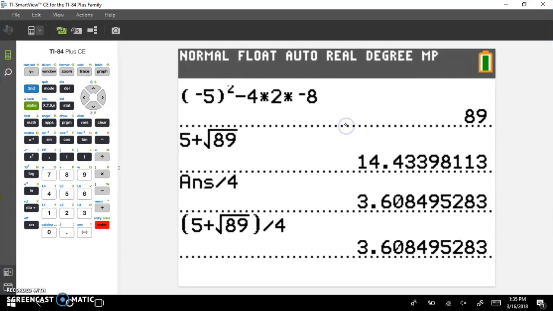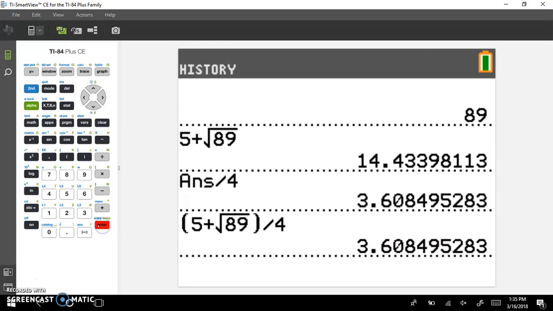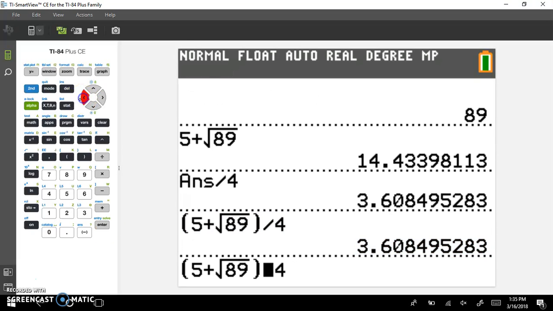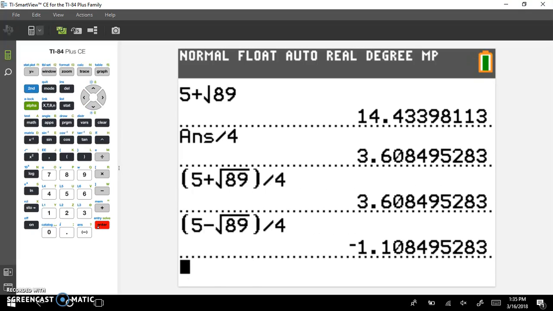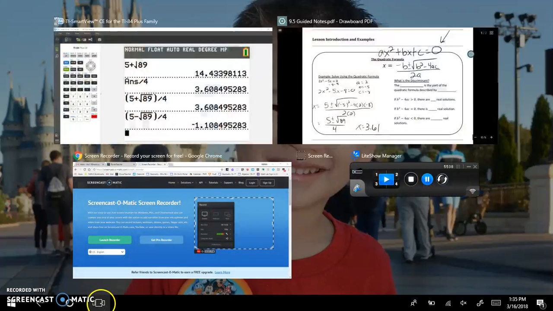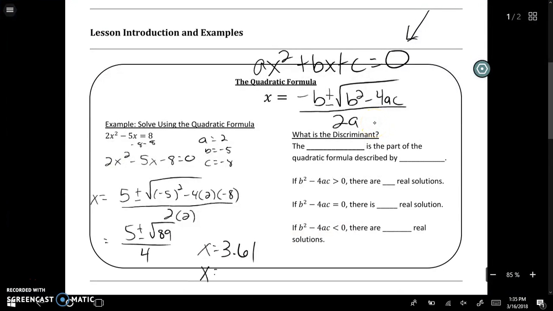So we're going to come back here, and instead of 5 plus the square root of 89, we're going to do 5 minus the square root of 89. You're totally allowed to retype it in if you want to. But what you can also do is come back up here and hit enter, and it brings your equation back up. We're going to scroll over, and instead of plus the square root of 89, we're just going to change it to minus. Then you hit enter there, and you get negative 1.11. Those are your two answers where that crosses the x-axis.